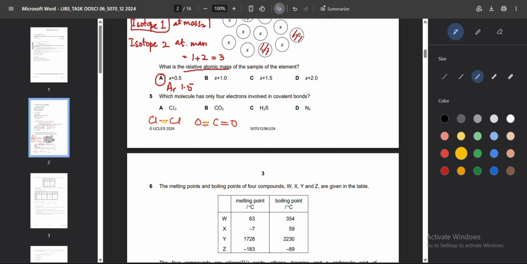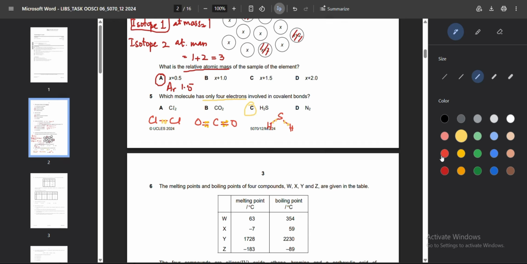1, 2, 3, 4, 5, 6, 7 and 8 electrons are there. Alright. And when you draw the structure of H2S, sulfur forms 2 single covalent bonds. And let's see how many electrons are involved now. 1, 2, 3 and 4. So in the question they have asked which molecule has only 4 electrons involved in a covalent bond. The correct option is C.